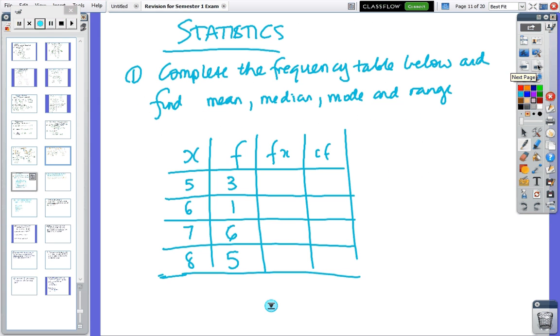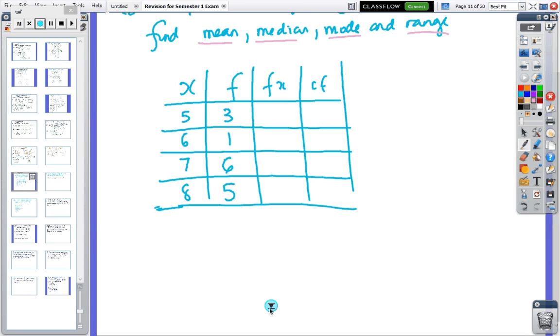Okay. Right, now looking at statistics. We're about halfway through. Okay, so have a go. We're looking at mean, median, mode, and range. Okay. Right, now hopefully you've had a go.